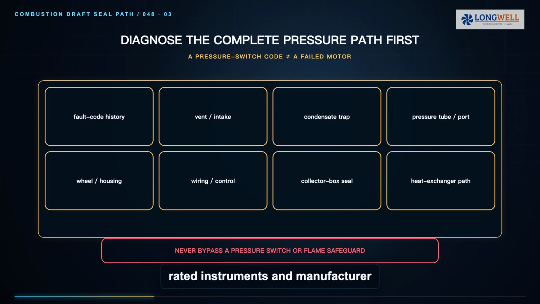Live voltage and pressure diagnosis belongs to a licensed HVAC professional using the exact wiring diagram, rated instruments and manufacturer test points. Never bypass a pressure switch, rollout switch, limit, door interlock or flame safeguard to make a furnace run. A proving device is not the obstacle, it is evidence that the combustion path has reached the state required before fuel is released.